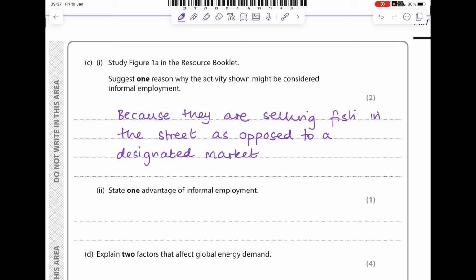State one advantage of informal employment, mainly that it reduces unemployment. Also, you don't have the same cost, do you, if you don't have to pay for a market stall. You're unlikely to pay tax because I assume a lot of it is cash in hand. So that means that that person will receive more money, but the government will receive less money, and it often requires less skill.